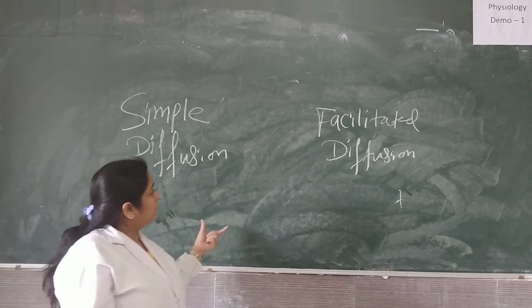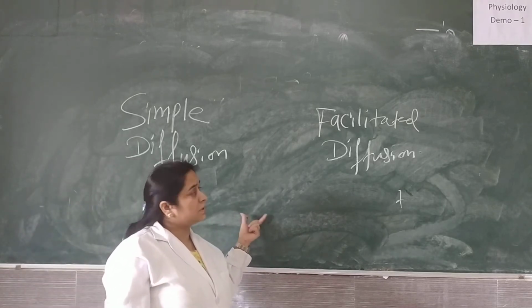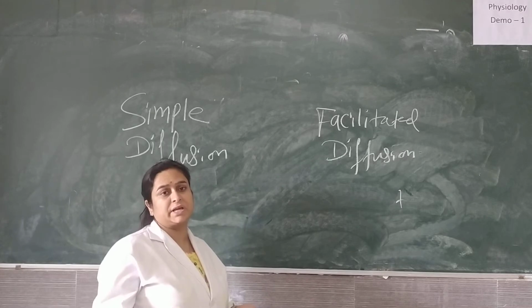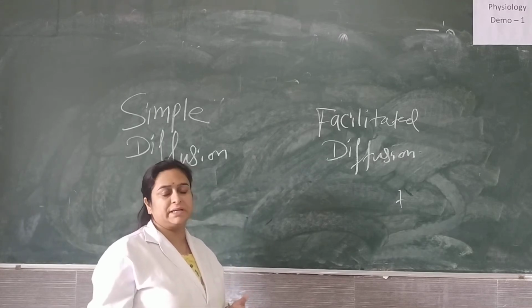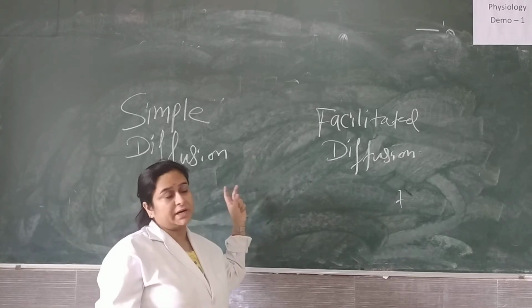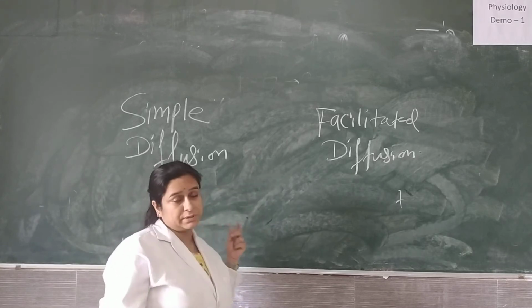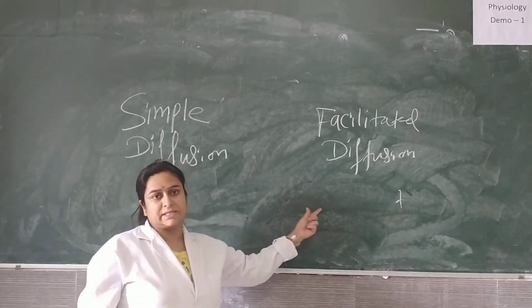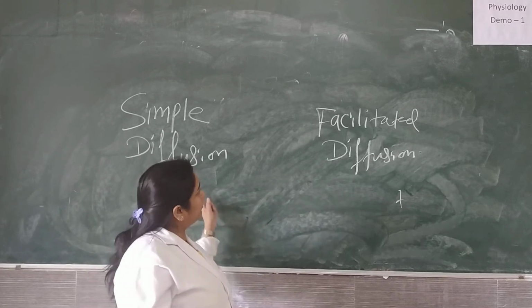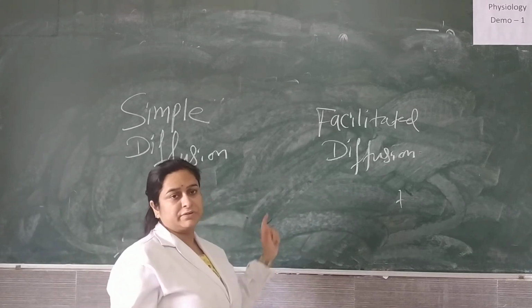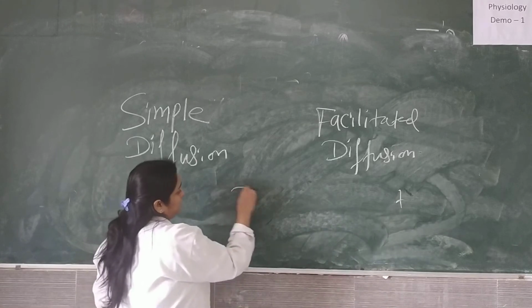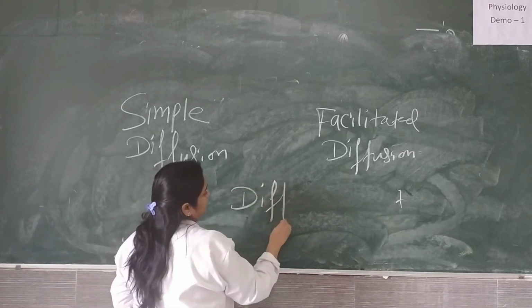Actually, the passive transport which takes place at the level of the cell is primarily diffusion and osmosis. Diffusion is again divided into two subtypes, that is simple diffusion and facilitated diffusion. Before entering into simple diffusion and facilitated diffusion, we must actually know what diffusion is.